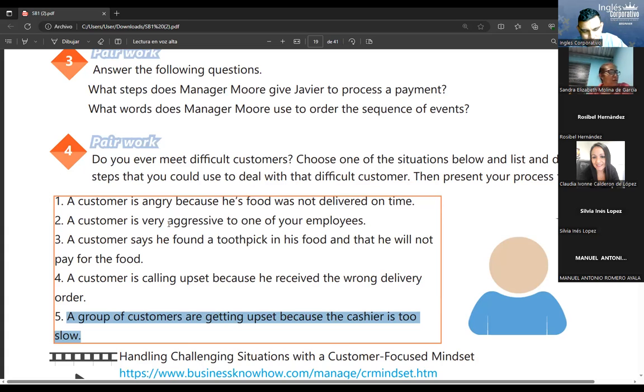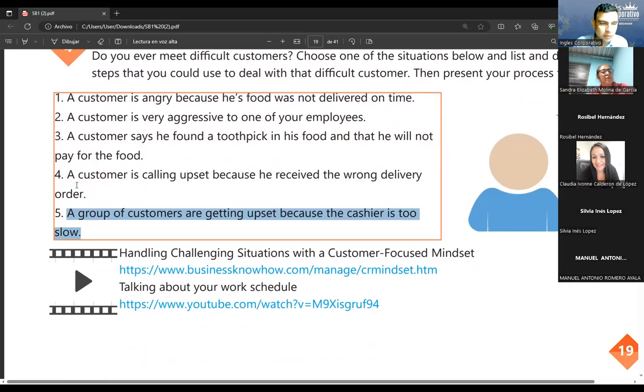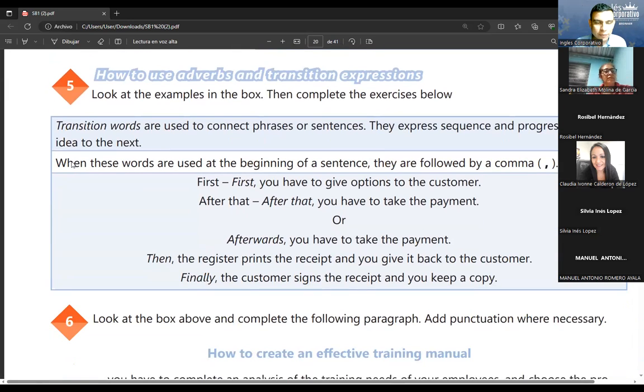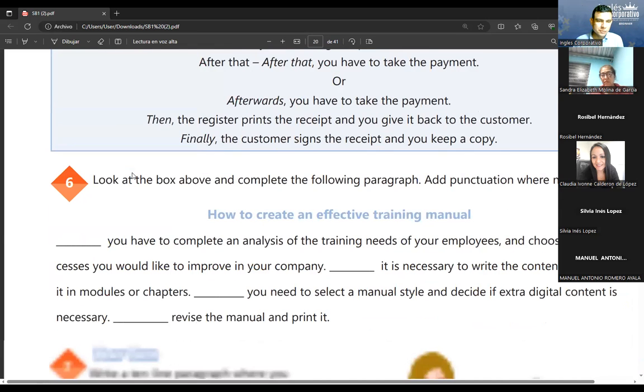Good. Second, then help the customer with payment. And offer other forms of payment: cash, credit, or transfer. Okay, transfer. Do you pay by transfer? By transferring? Yes. Okay, good. Well, we already practiced this. After that. Okay.